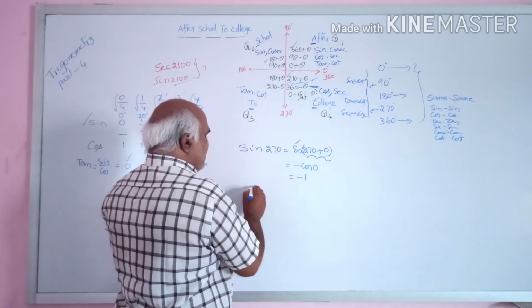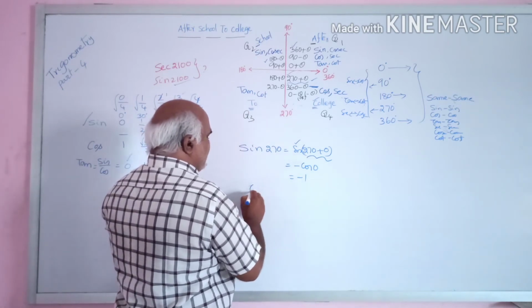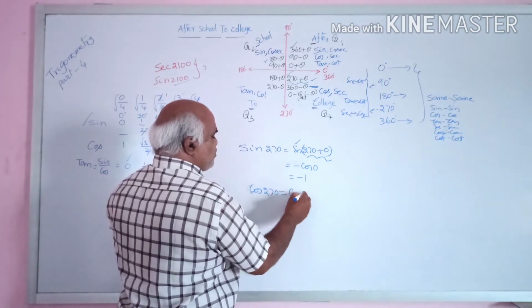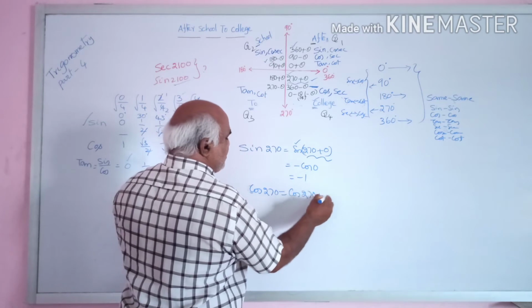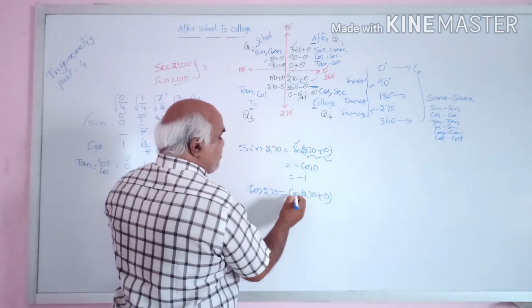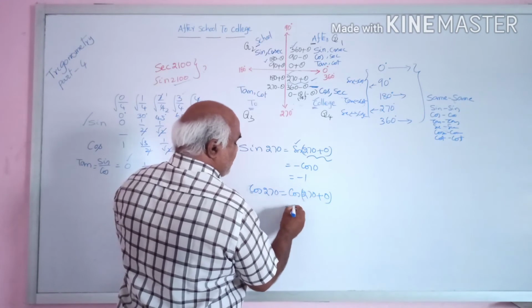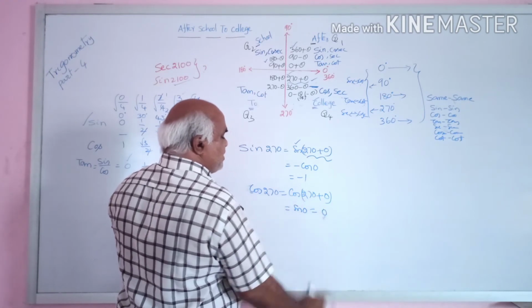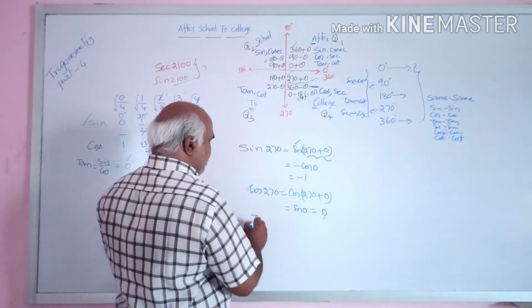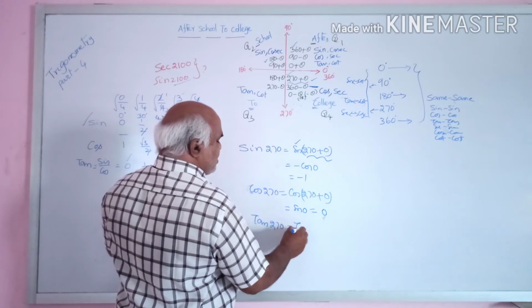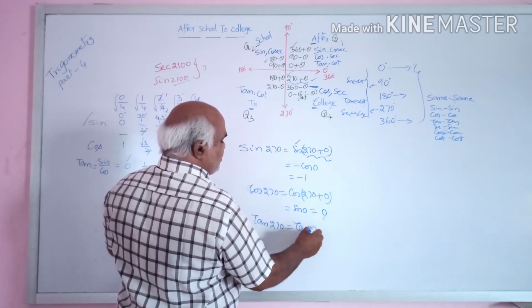Similarly, cos 270 is equal to cos 270 plus 0. It is also in the fourth quadrant. In the fourth quadrant, cos is positive. Therefore, sin 0. Sin 0 means 0. Similarly, you can write tan 270 plus 0. Tan 270 plus 0 is in the fourth quadrant.